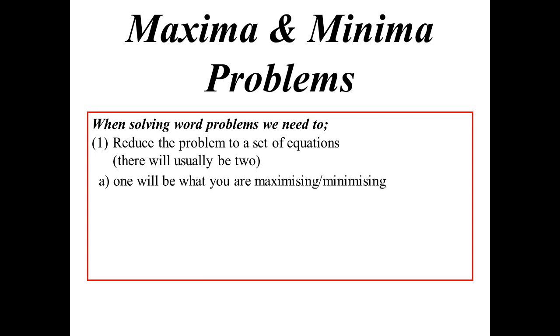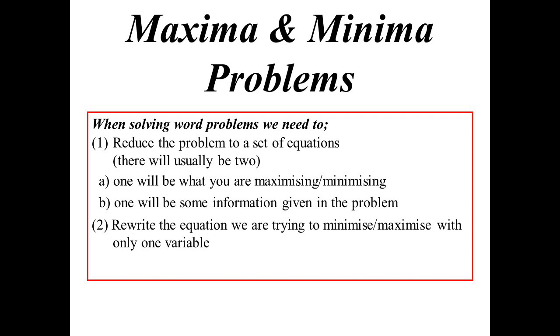One of those should be what it is we're trying to optimise. What are we trying to find the maximum of? What are we trying to find the minimum of? And then the other one, or ones if we've got more than 2 equations, will be information that's been given to us. Maybe it's the amount of material we've got to use. So what we then want to do is get the equation that we're trying to optimise and reduce it down, in our case, to 2 dimensions. Because then we can create a graph and we can use our calculus to work out when it is a maximum or a minimum, whatever we're trying to find.